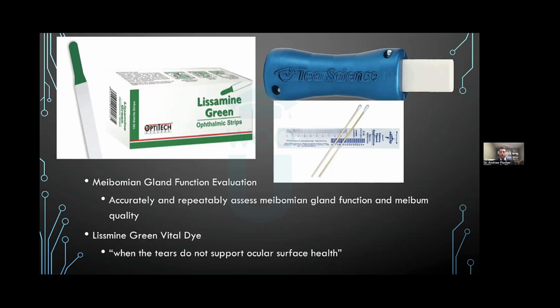The other tool that I like to use in my arsenal, as far as the bare minimum that we need, most of us probably already have in our clinics, and it's a lissamine green strip. And this is a way for us to see and evaluate when the tears don't support the ocular surface health.